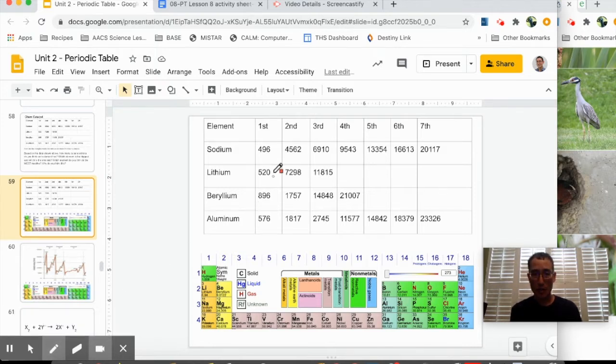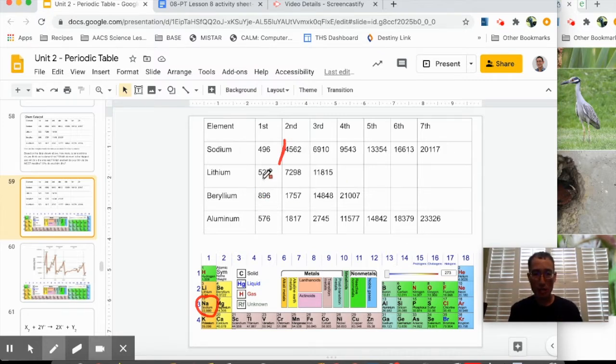Let's say I have sodium here. Sodium's first electron, it takes this much energy to remove it, but then there's this big jump between the first and second electrons. Sodium, we learned, is in the first column, so it has one outside electron. And this one outside electron is here, and then these are what we call the inner electrons.